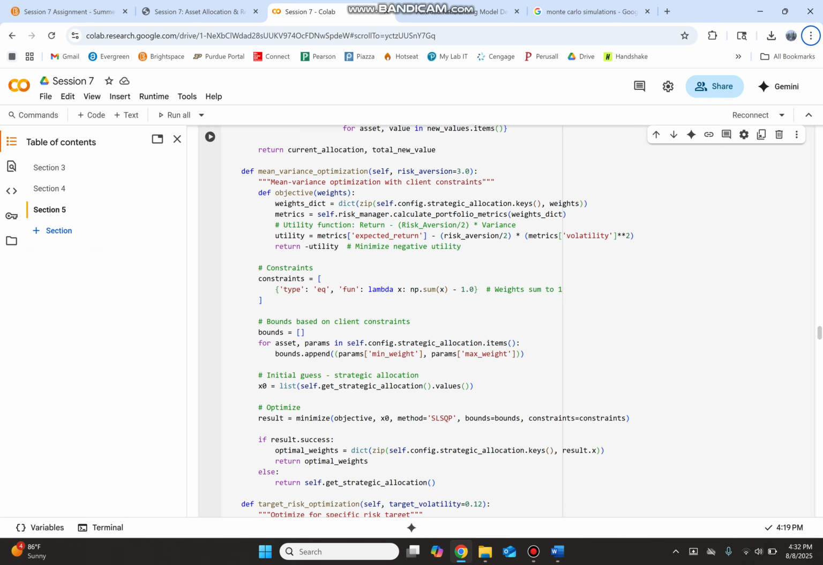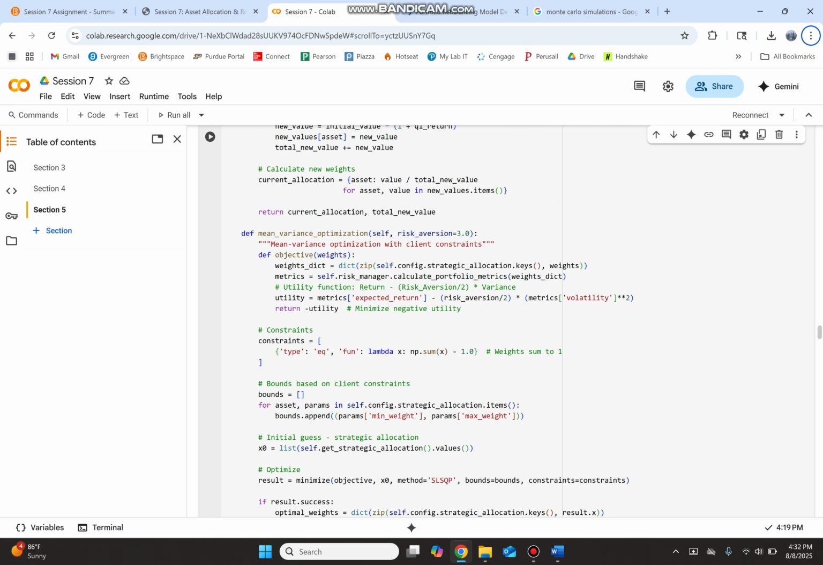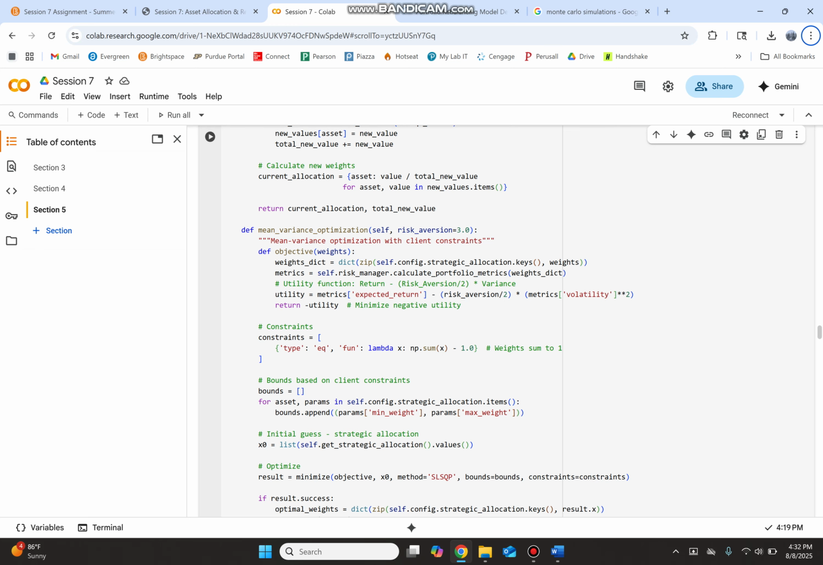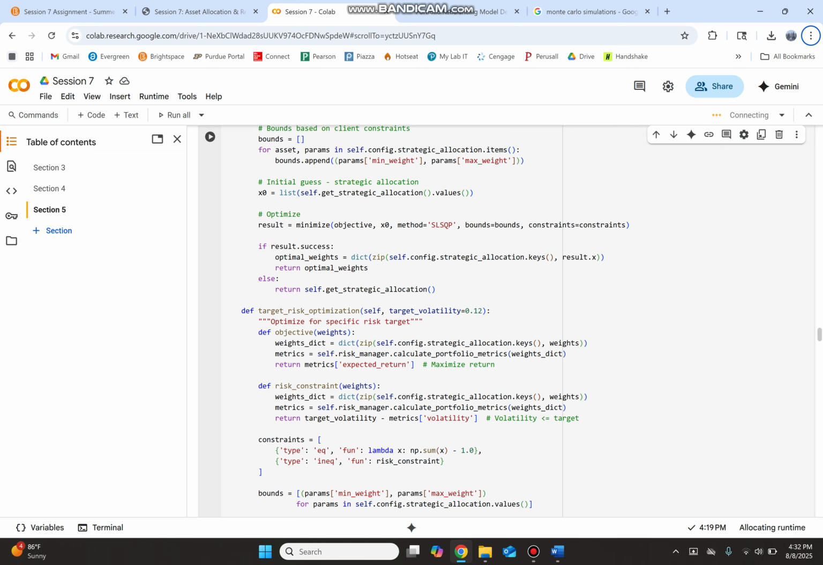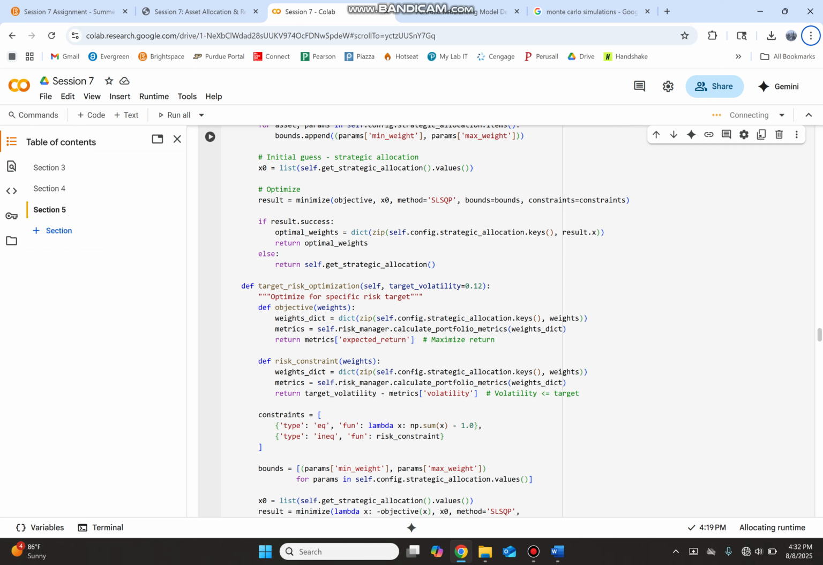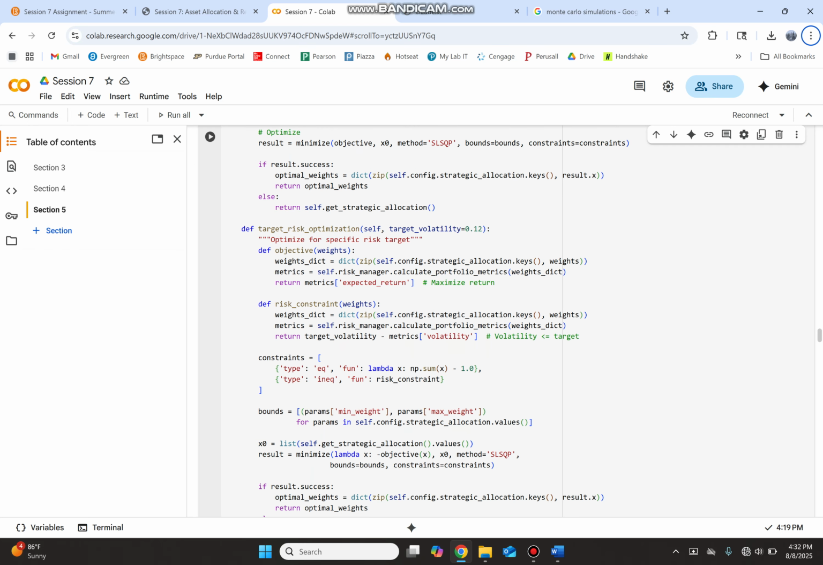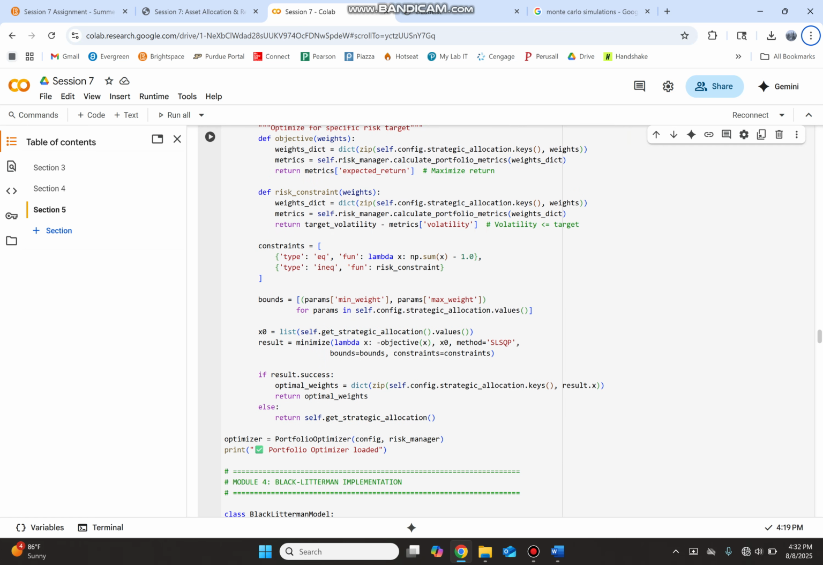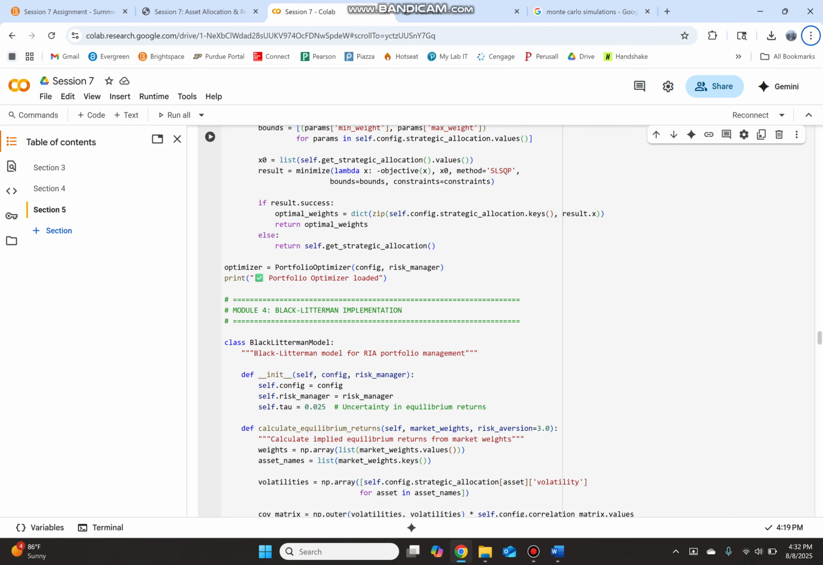Then we have our constraints, our bounds, and our initial guess based on that. And we optimize our portfolio for our mean variance with risk aversion of 3. Then our target risk optimization, which is 12% volatility for our portfolio, which is basically what we're aiming for, and we rewrite the formula and calculate our weights based on that volatility and go back from there. There's our max return and our volatility target based on that, our max return based on the volatility. Gives us constraints, bounds, and returns everything, and finishes the portfolio optimizer.